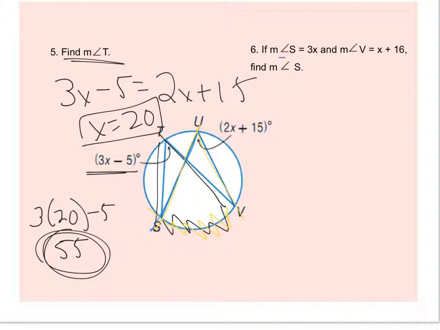If S is 3x and V is x plus 18, figure out what angle S is. Okay, so let's clear this up a little bit.